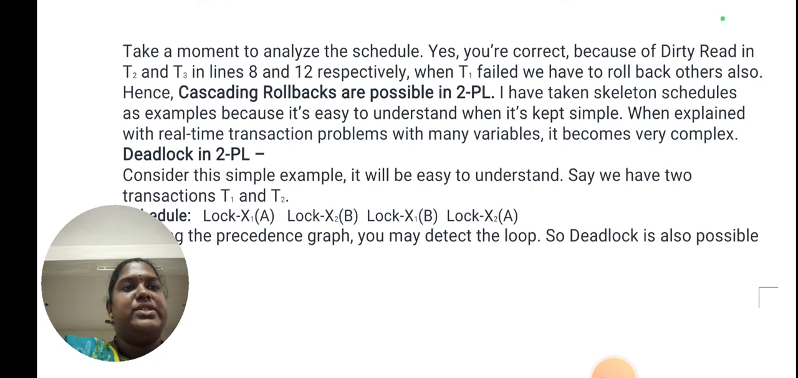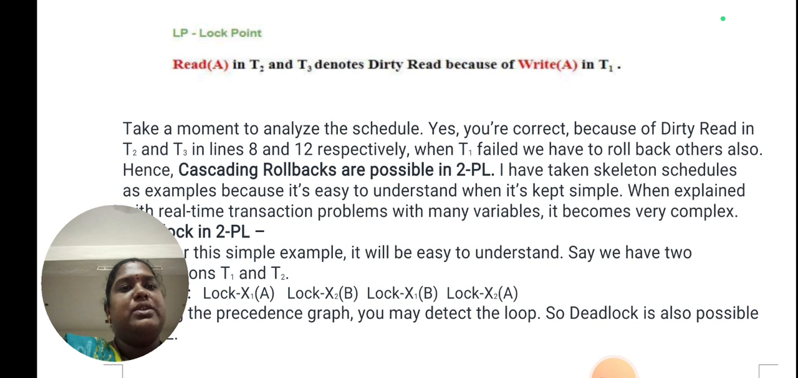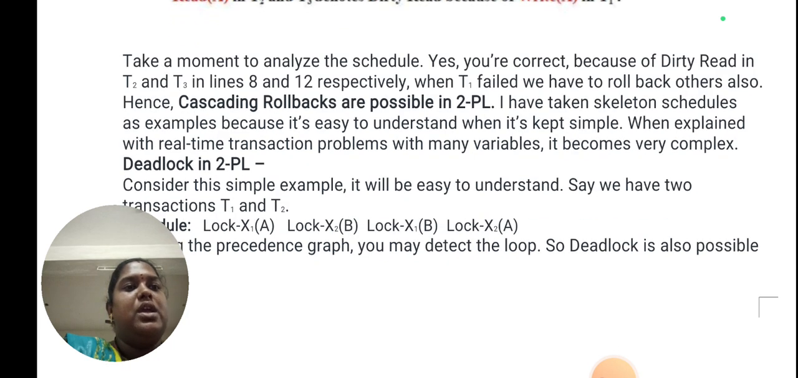Take a moment to analyze the schedules. Here there is a dirty read by T2 and T3 in lines 8 and 12 respectively. When T1 fails, we have to roll back the others also. Hence, cascading rollbacks are possible in 2PL. I have taken skeleton schedules as examples because they are easy to understand and keep things simple.